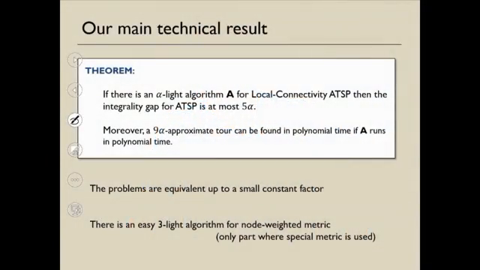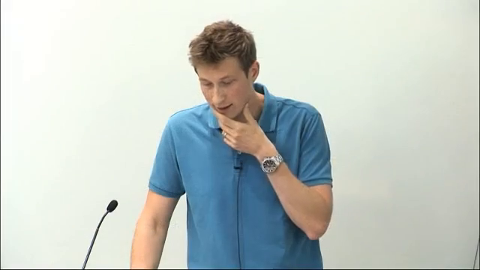So yeah, it's easier, but actually our main technical result is that if you can solve this problem, then you can solve the ATSP problem. So if there is an alpha-light algorithm for local connectivity ATSP, then the integrality gap for ATSP is at most 5 alpha, and a 9 alpha approximate tour can be found in polynomial time, if your algorithm for local connectivity ATSP runs in polynomial time. So this seems to give the power to patch things together.